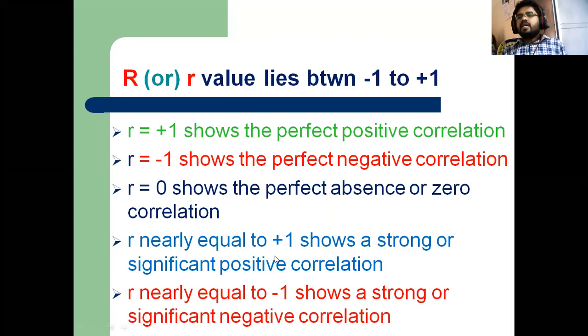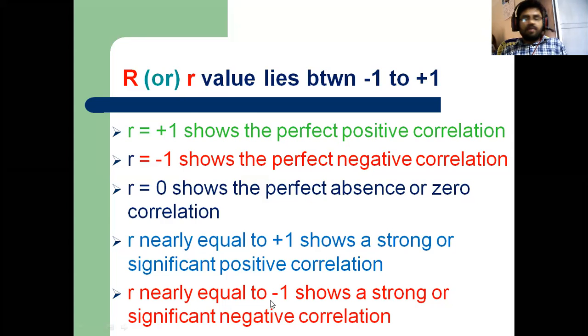Okay. Then we can conclude that this shows a strong and significant positive correlation. So if the R value is very close to +1, we can conclude that there is a strong and positive correlation existing between sales and advertisement expenditure of, for example, a Big Bazaar. If you take into account a company as Big Bazaar.